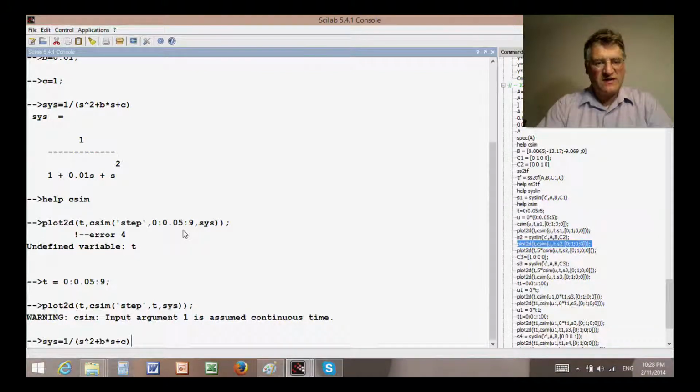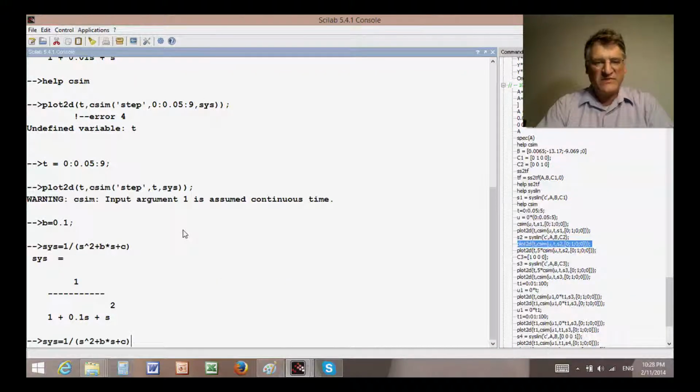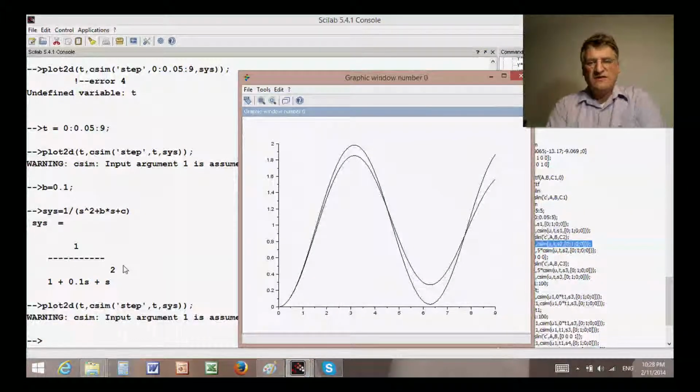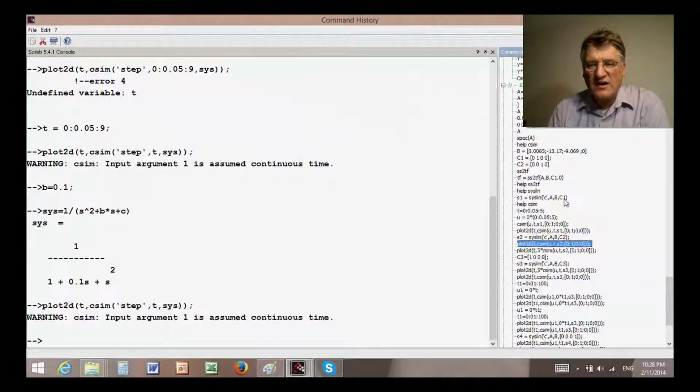Okay, so I'm going to say B, instead of being 0.01, I will say 0.1. Okay, and I will define my transfer function as I have done before. Let's see what happens. Okay. Now, on the same plot, the system will look a little bit different. Okay, the system doesn't start as high, doesn't go as low, and then seems to be settling a little better.